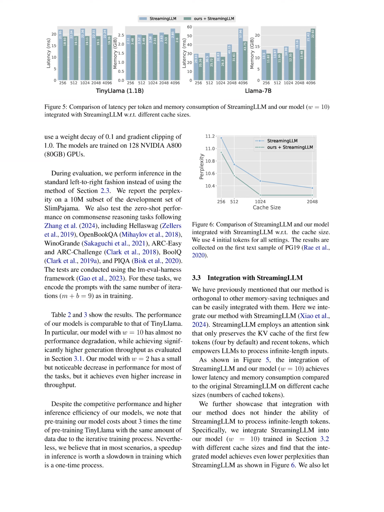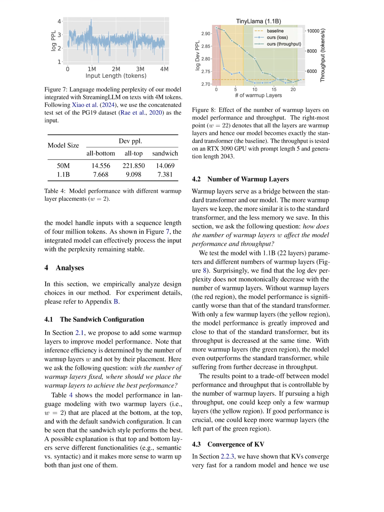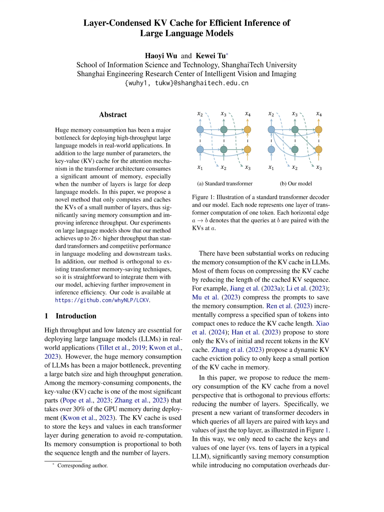The algorithm can be integrated with other memory-saving techniques like streaming LLM to further enhance inference efficiency. By experimenting with different configurations, such as the number and placement of warm-up layers, the algorithm finds a balance between model performance and throughput. Additionally, the algorithm demonstrates competitive performance in language modeling and downstream tasks compared to standard transformers while achieving significantly higher generation throughput.